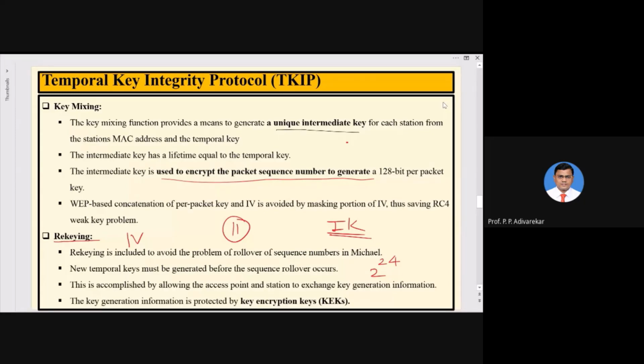The further part is the KEK keys. KEK is nothing but the key encryption key. The KEK keys are pushed into the access point and wireless station by the authentication server. So who is distributing the keys? The authentication server. That was absent in the case of WEP.